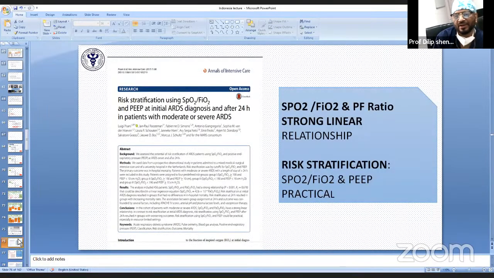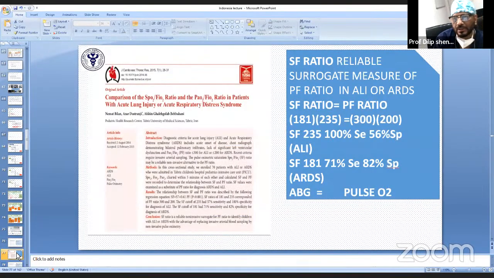So this is one of the articles published in Annals of Intensive Care where they have compared the PaO2 to FiO2 ratio to the SpO2 to FiO2 ratio. It is a very strong and linear relationship, and it can be used in resource limited settings. The SF ratio is a reliable surrogate measure of the PF ratio in acute lung injury or ARDS. The paper was published in the Journal of Cardiovascular Thoracic.